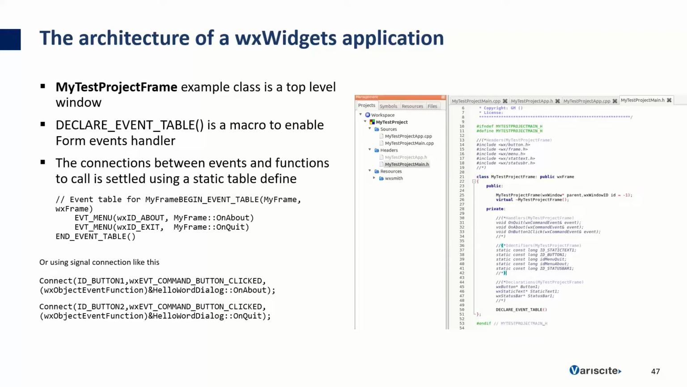This class basically provides the main window. In the class, you may see the declare event table, which is a macro that enables the form events handler. So basically, here you will be able to connect actions, the user actions, to some dedicated function. The approach is the one that connects signals, which are user events, to dedicated application code that you may implement.